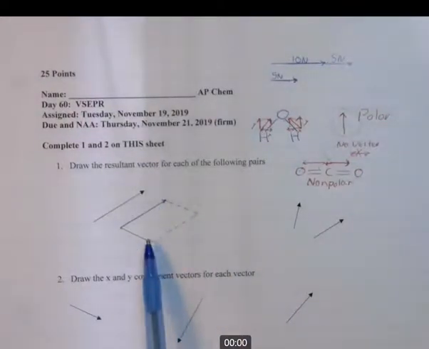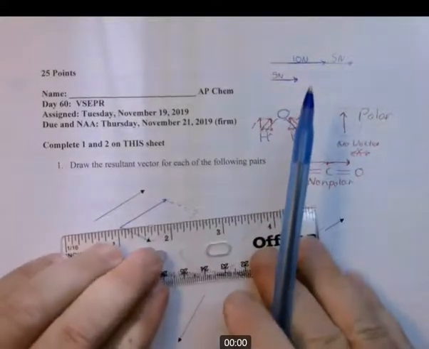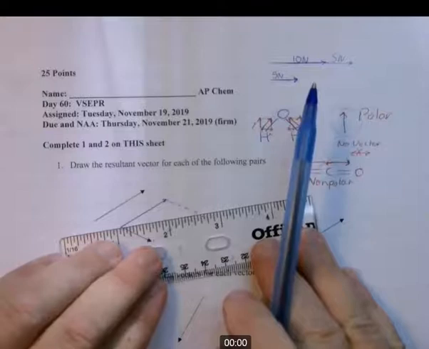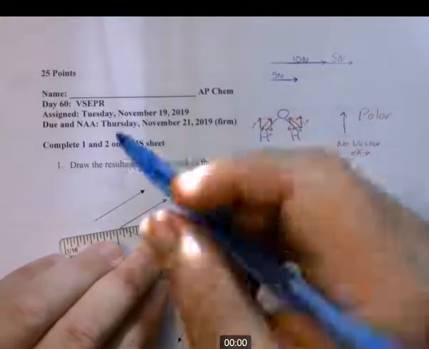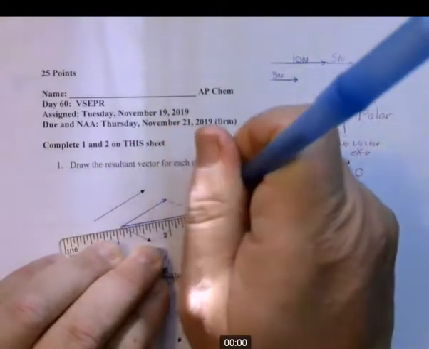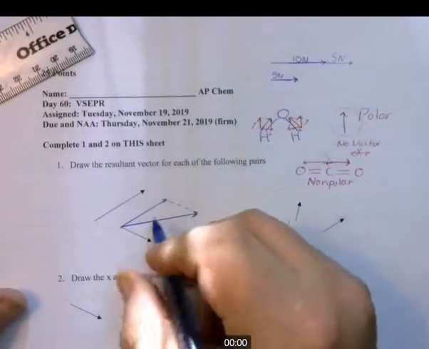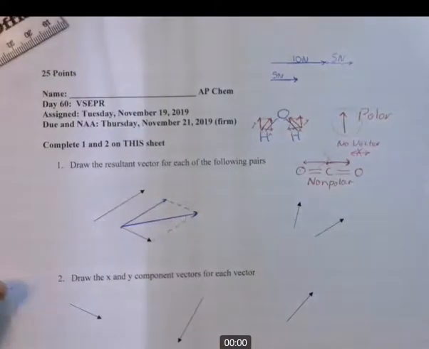Now, these are called component vectors. The resultant vector is what I get if I simply draw a line straight across that parallelogram to the other side. So it goes like this. And so there's an arrow. So this is the resultant vector of these two vectors.